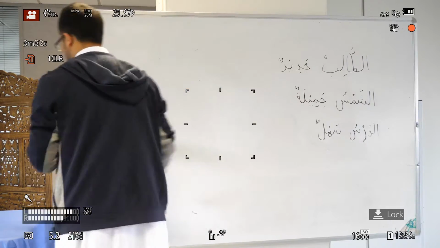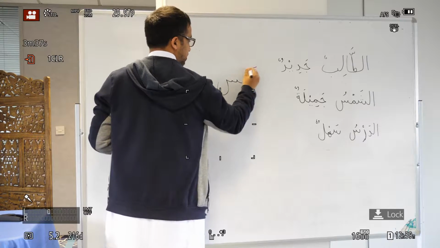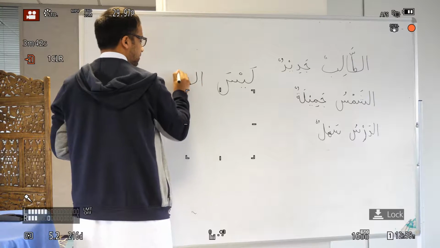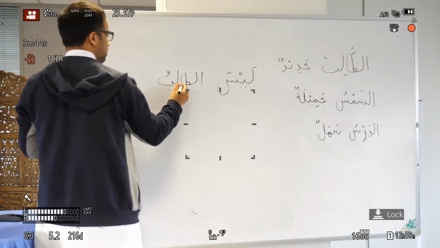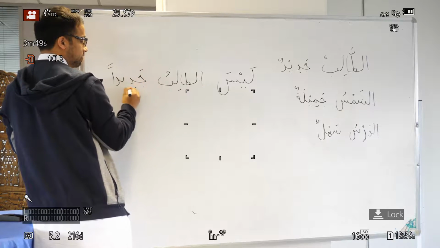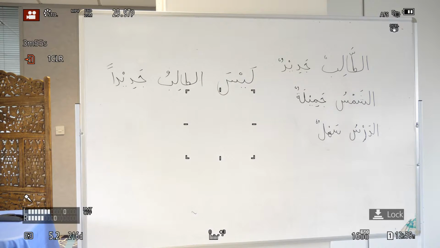So let's do this. What happens when laysa comes? So we say laysa الطالب, ليس الطالب جديدا. Okay, so what happened from الطالب جديد to ليس الطالب جديدا? What happened to the khabar? The khabar became what? Nasb.